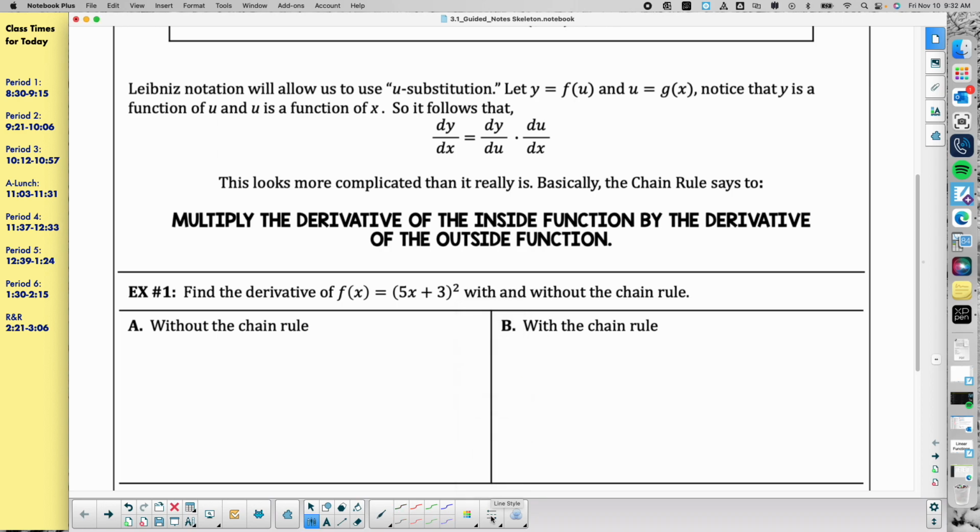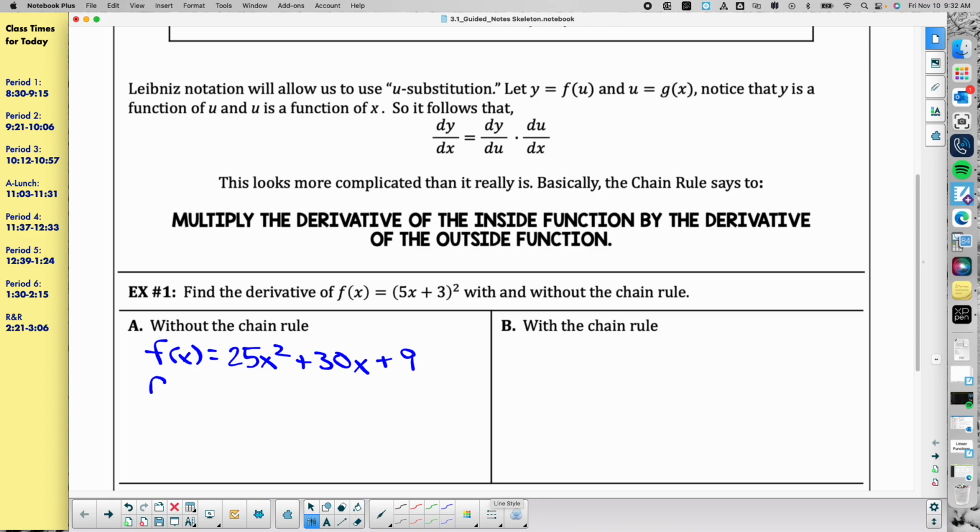Okay, so 5x plus 3, I would need to FOIL it out first before I can do anything. That would give me 25x squared, 30x, plus 9. And then we could do the derivative with power rule on each individual term.